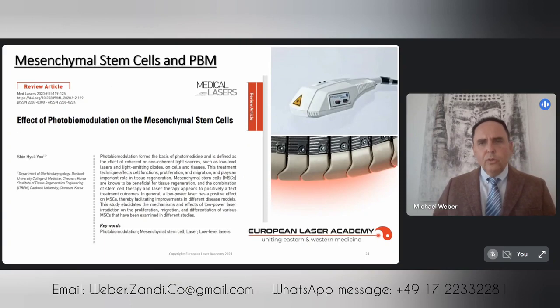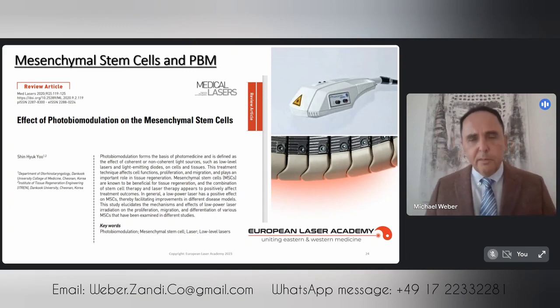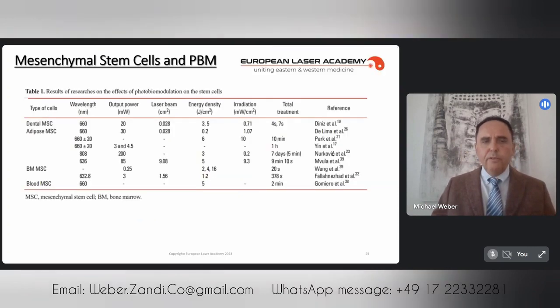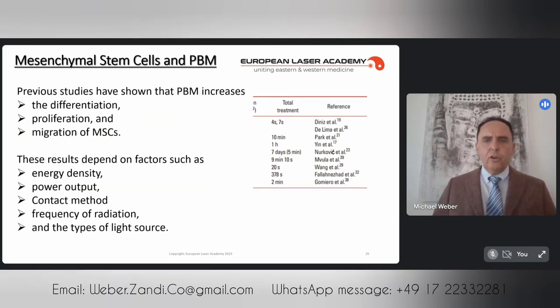Why is it so challenging to combine mesenchymal stem cells, in brackets exosomes, with the effect of photomedicine? Well, it's not only my idea, it's not only the idea of the European Laser Academy. It has been published in many papers how effective this can be. Here, a summary of different publications where they use visible red light 660 nanometers, and non-visible 808 nanometer wavelengths. And in their conclusion, they come to the final result.